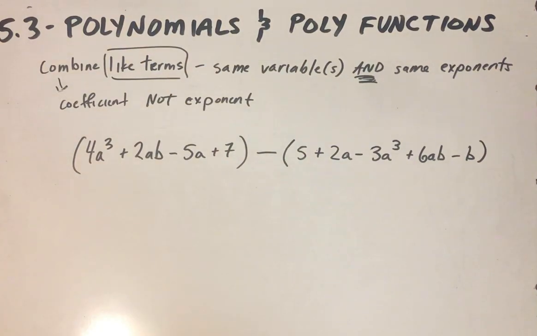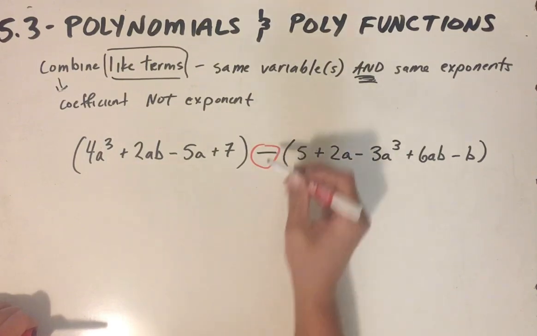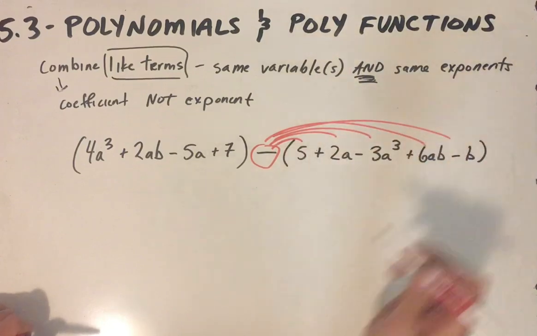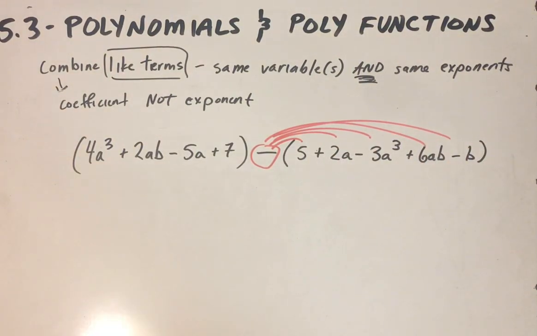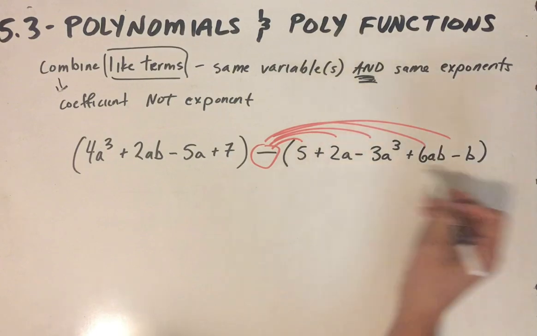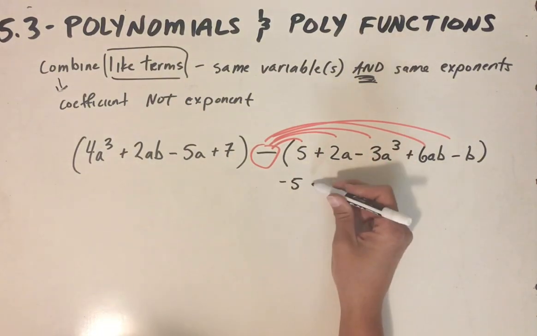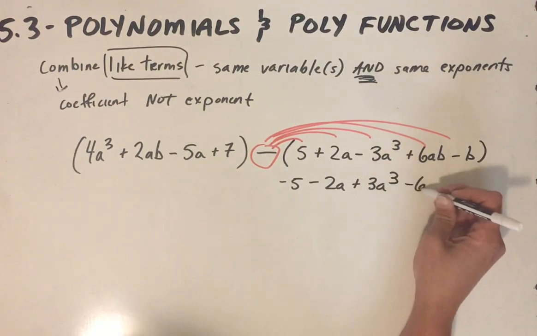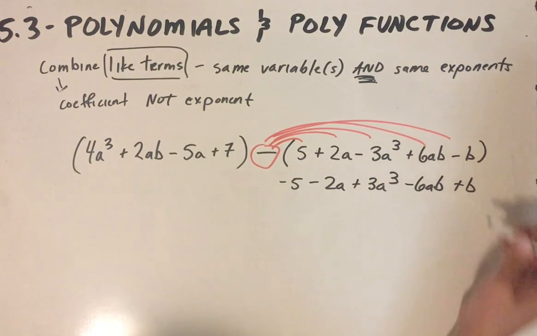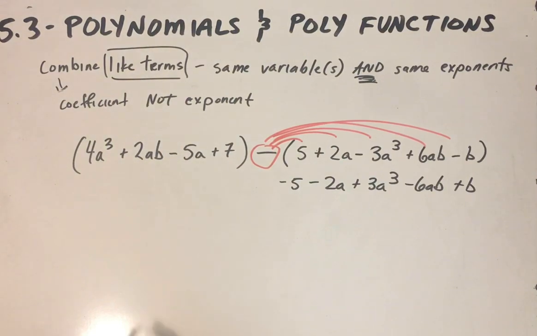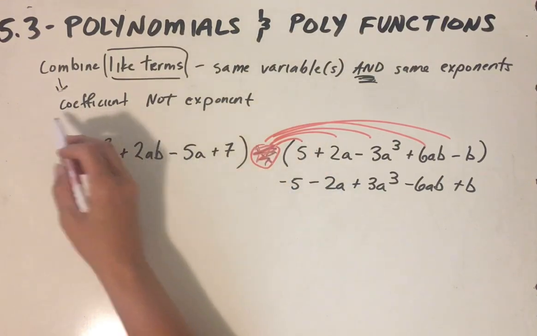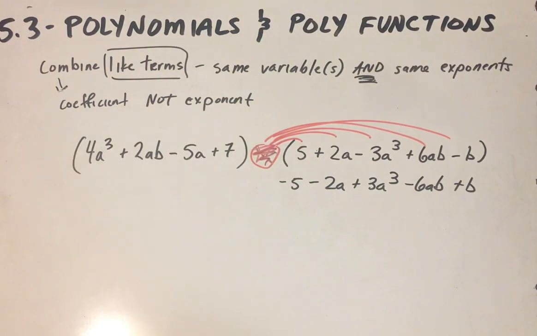All right. The first thing that I need to really pay attention to here is that this is a subtract sign, and this subtract sign means change every one of these. It belongs to every term in here. So what does that do? It changes every one of these to these terms: a negative 5, a negative 2a, a plus 3a cubed, minus 6ab, and a plus b. Now that I have distributed this negative, I can just forget about it and say all I need to do now is combine the like terms.